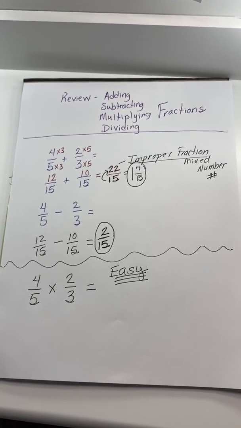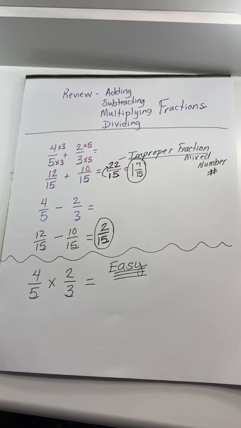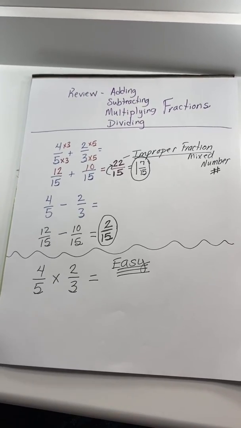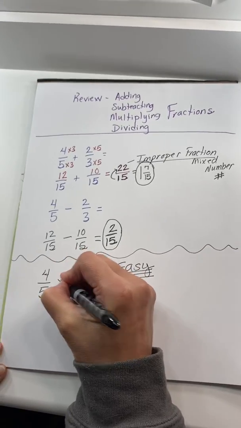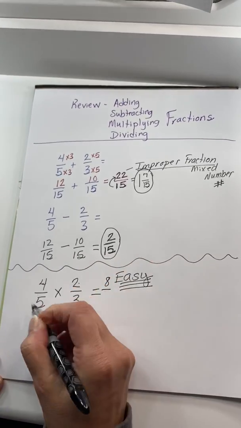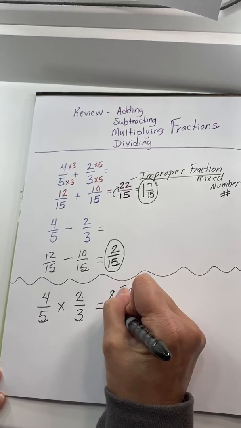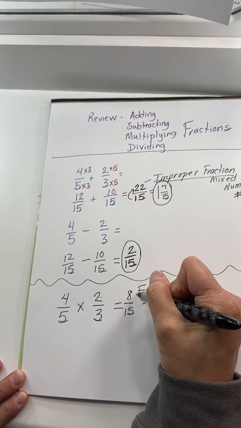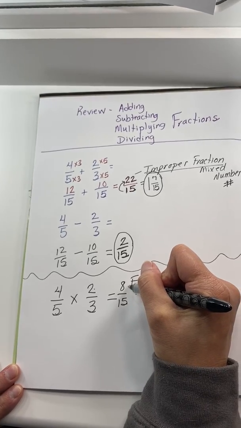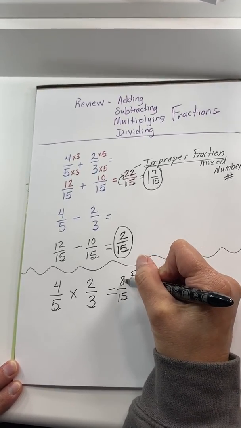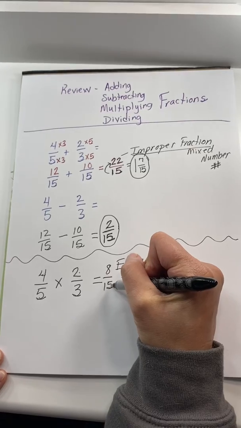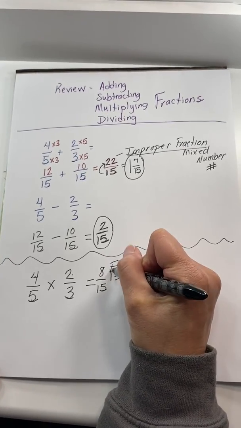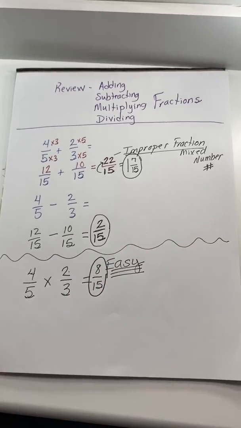You do not find common denominators. You don't have to do anything but multiply those numerators and multiply those denominators. And the answer is 4 times 2 is 8, and 5 times 3 is 15. This is an awesome fraction as well because it is a proper fraction. Now we always have to ask ourselves, can it be simplified? 8 and 15, is there a number that can be divided by both 8 and 15 evenly? No, there's not. We are done.